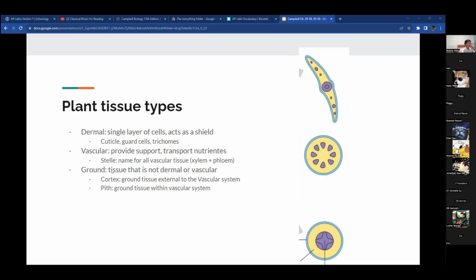More vocab. The stele, S-T-E-L-E, I'm not sure if there's two L's, but it's called the stele. This is the name for all of the vascular tissue. So it's just a general term.